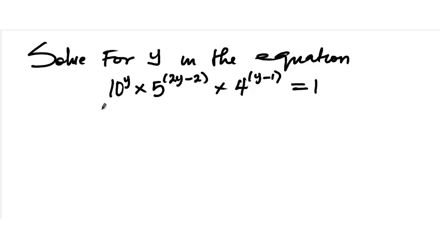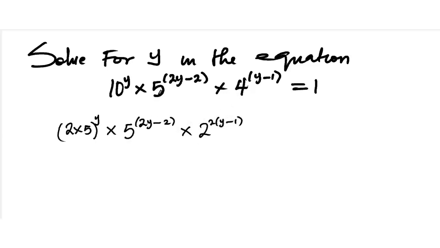Let's start with 10. Now, somebody will say 10 cannot, we can't have a common factor that would multiply to give 10. No, it's possible. We can reduce 10 to give us what? 2 times 5, so that's 2 times 5 raised to the power of y. Then for this other one, we still have 5 raised to power 2y minus 2. Then times, if you look at 4, we can reduce it to 2 squared, raised to power y minus 1. Don't forget, we could not decompose 5 further. That's why I left it that way. Then everything is equal to 1. So now let's move on.